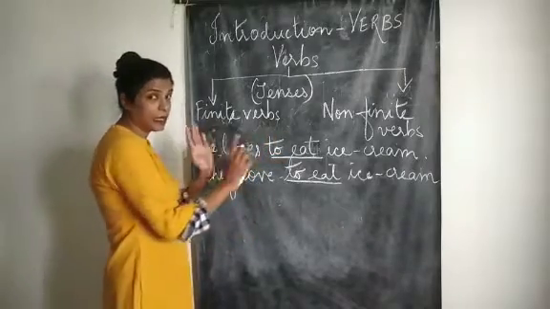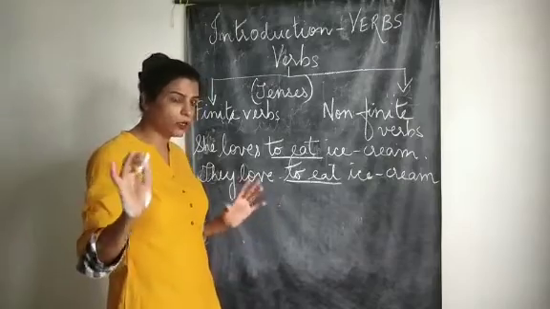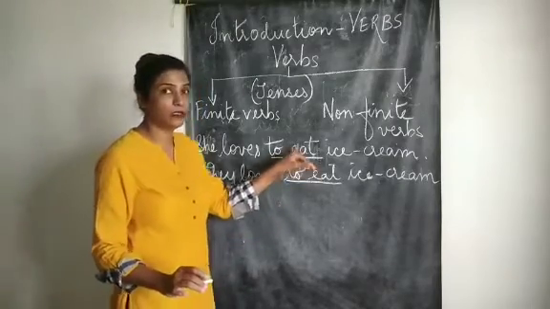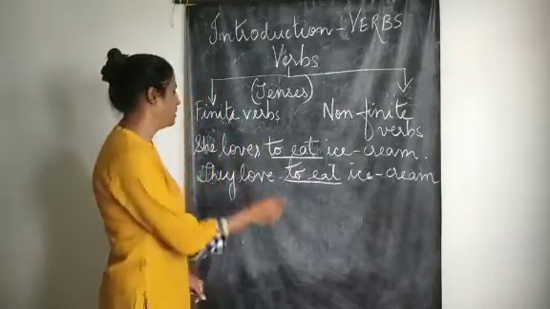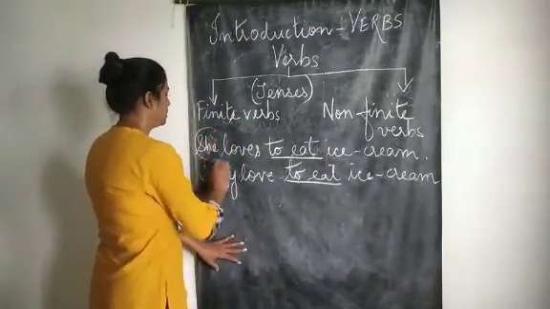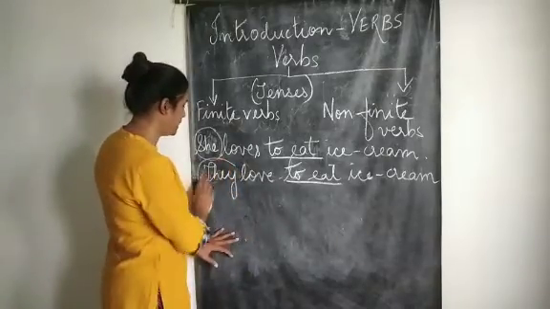Now here in this sentence, they are both finite and non-finite verbs. You will understand clearly what I am trying to say. Let's concentrate on this first, because now I am taking care of non-finite verbs. The first subject is singular. The second subject is plural.